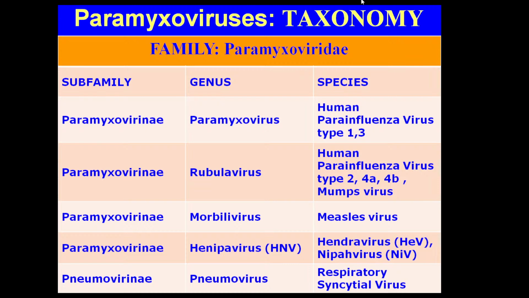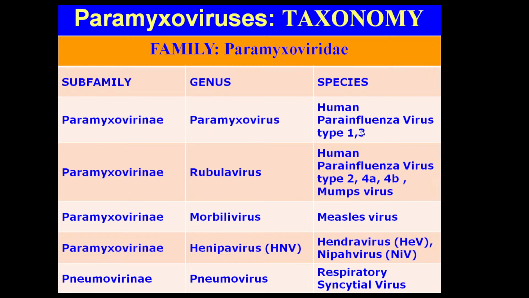Several times the classification of this family has been rearranged. By now, we distinguish at least two subfamilies, Paramyxovirinae and Pneumovirinae, and within them several genera. The genus Respirovirus has human parainfluenza virus types 1 and 3. Interestingly, human parainfluenza virus types 2 and 4 with subtypes are placed into a different genus, Rubulavirus, together with the mumps virus.